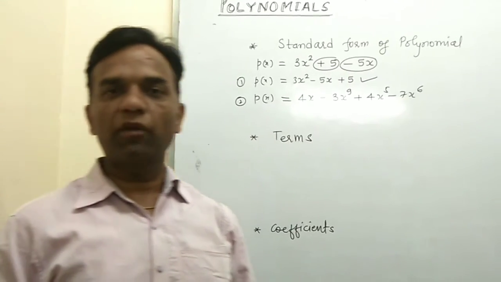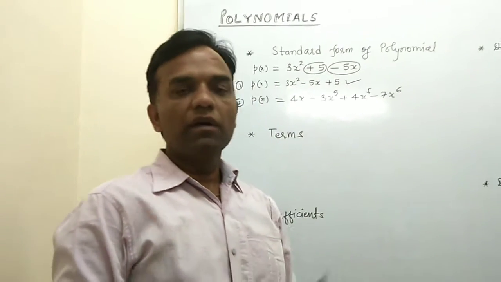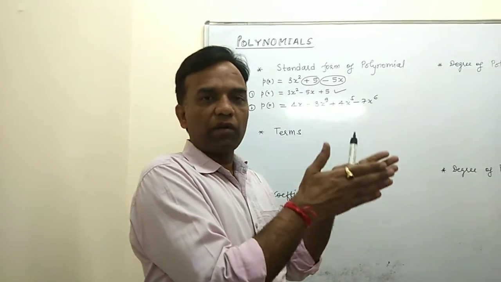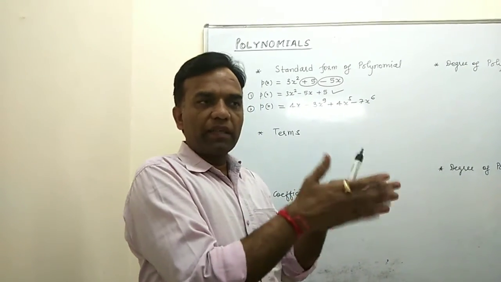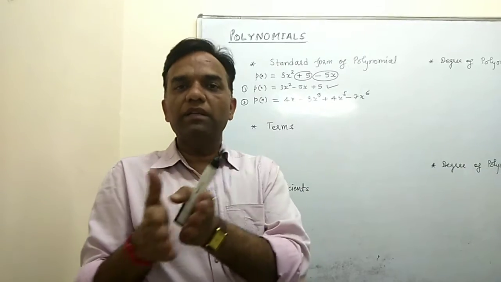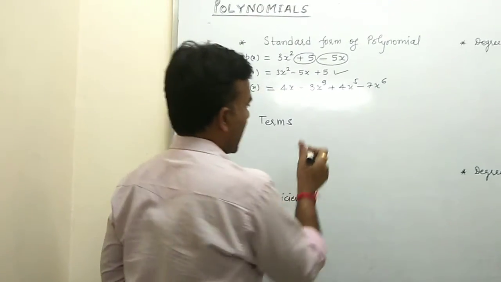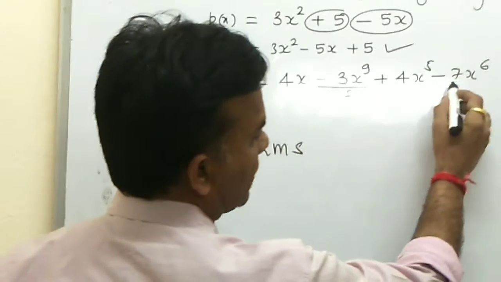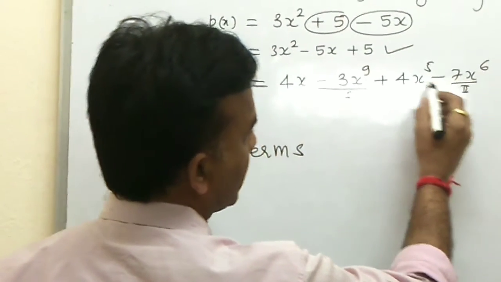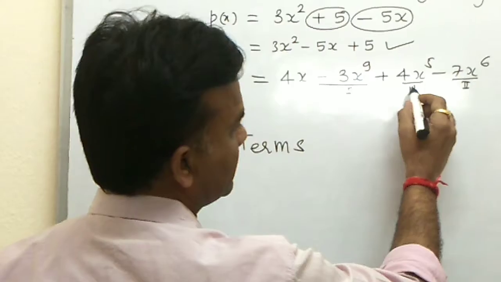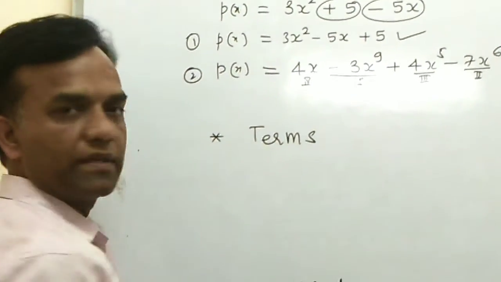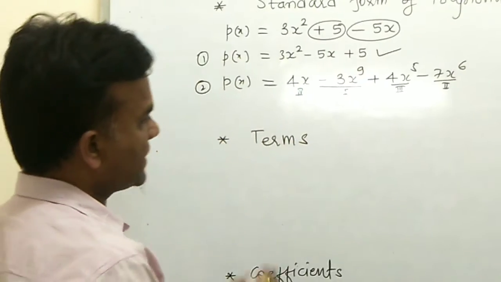So what is the standard form? Always you write the highest power, the highest degree term, in the first position, and then you arrange all the degrees in descending order. Okay, so the highest degree is this. So you denote this as the first term, and now this is the second term, this is the third term, and now this is the fourth.